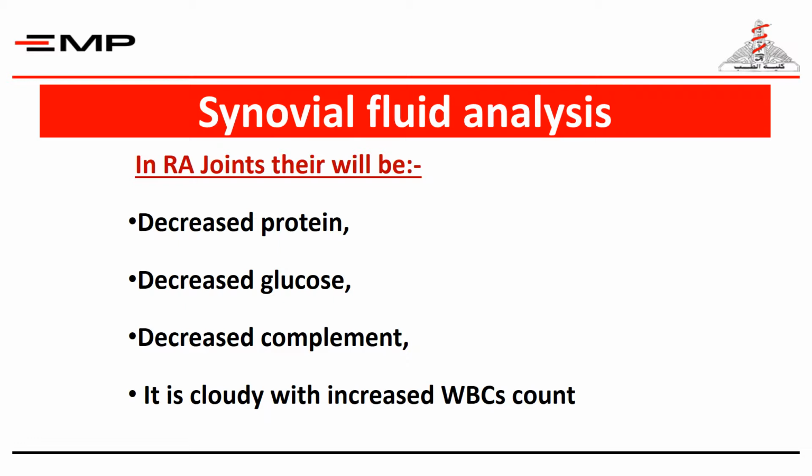Synovial fluid analysis. When we aspirate a rheumatoid joint, which is usually inflamed and swollen, with increased accumulation of synovial fluid in abnormal amount, we will see there is decreased protein, decreased glucose, decreased complement. Apparently, it is cloudy in color with increased white blood cell count.